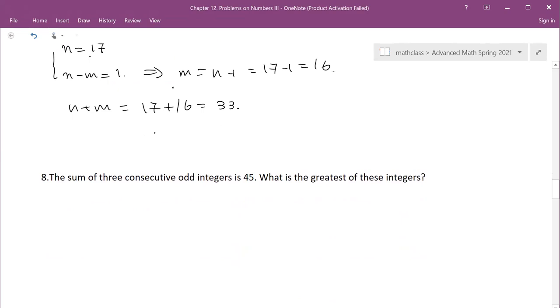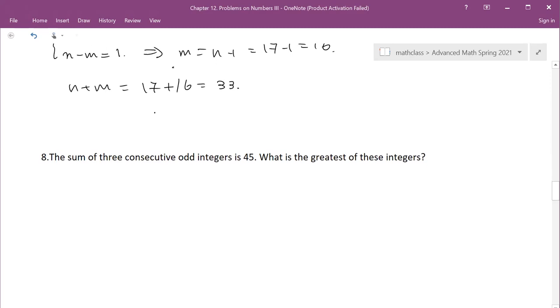Okay, the sum of three consecutive odd numbers is 45. What is the greatest of these numbers? Please work on this. How many unknowns here? Only one actually, because those are three consecutive numbers. If you know one of them, you can know the rest of them. So essentially, you only have one unknown number.